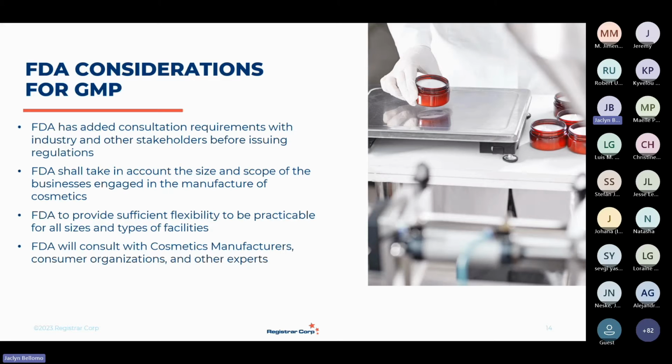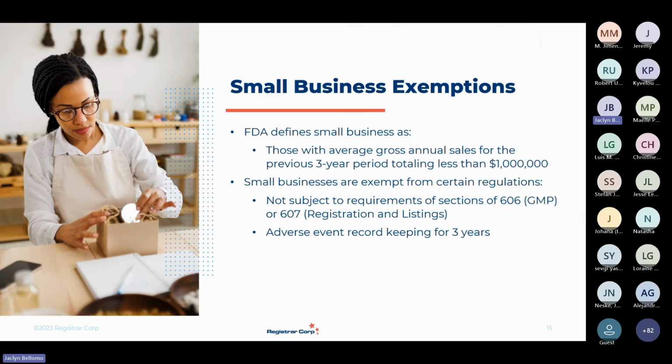Other considerations are taken. Again, we're going to talk next about the small business exemption and what that means. Coming up next. So just to level set everybody, FDA will take into account small businesses and provide some of that flexibility for simplified requirements or exemptions. FDA defines a small business as those with average gross annual sales in the U.S. for the previous 3-year period totaling less than $1 million.